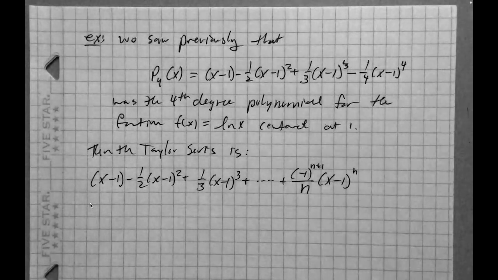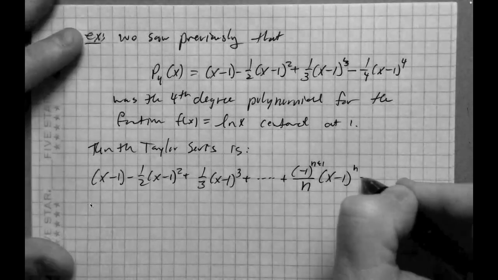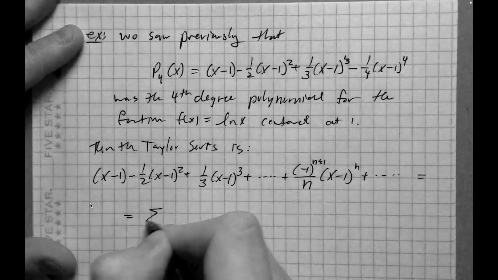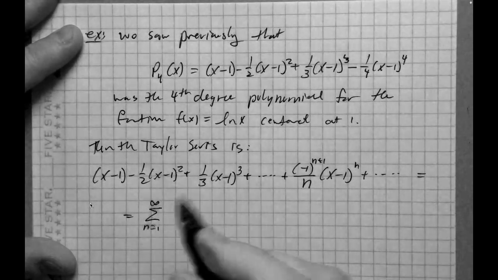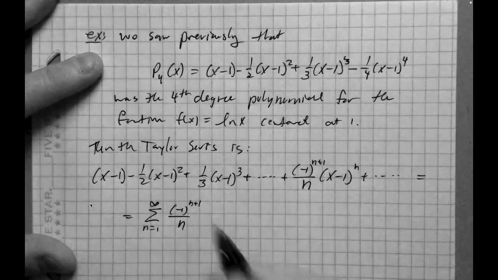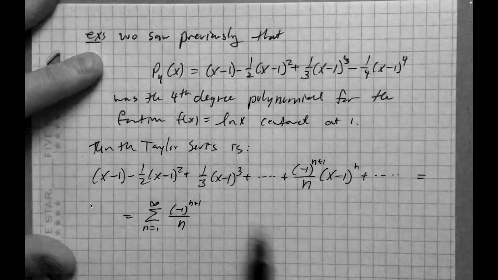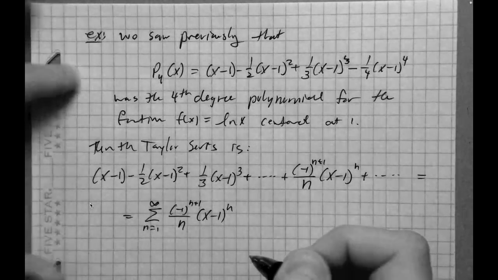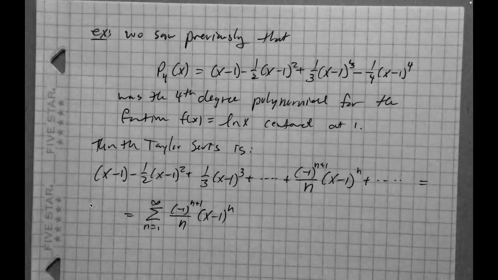Okay, and so we could write this, and this would be a series, so I'd continue on, but we could write this as the sum from n equals 1 to infinity of -1 to the n plus 1 over n, right? That captures all the coefficients, you can see that clearly, and then x minus 1 to the nth power. Okay, so that would be the Taylor series based on this polynomial.